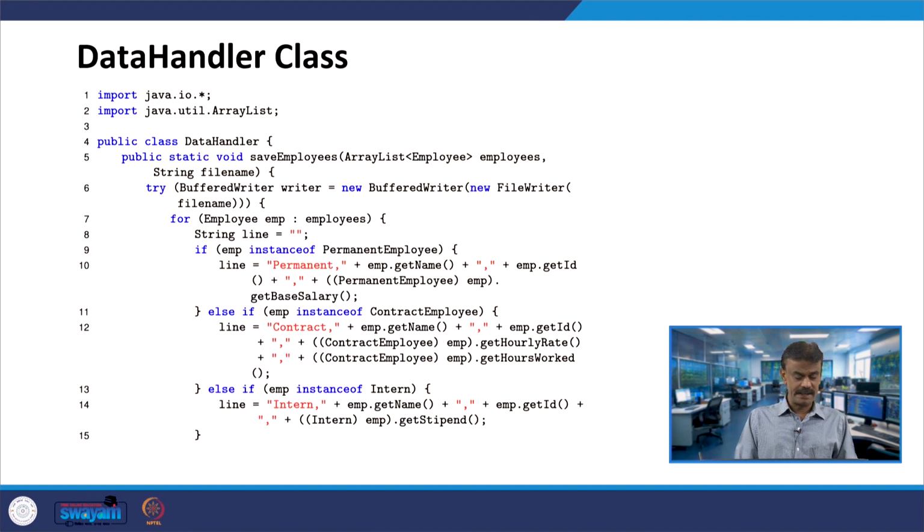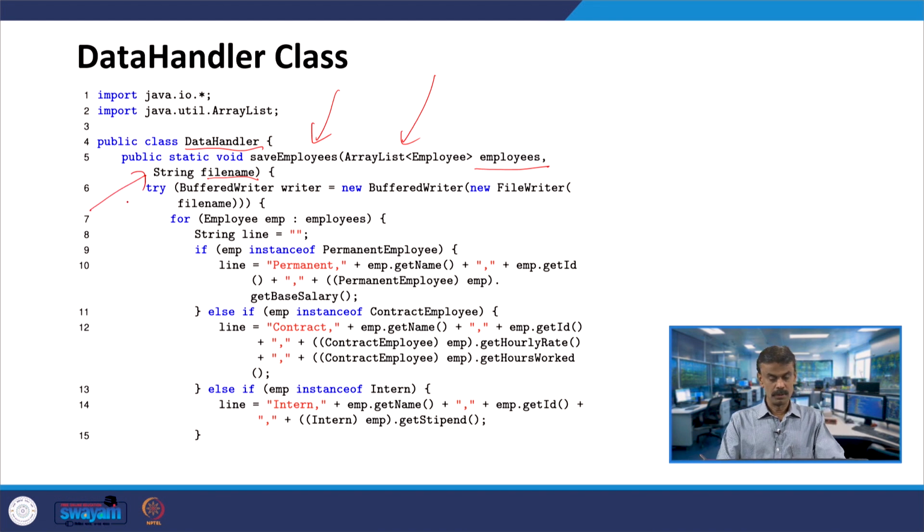The next one is the data handler class. Here we are importing all the utilities and array list. The star indicates whatever utility you want, it will be taken care of: input output, and array list utility. Now let us have the class DataHandler. Here you have a method called saveEmployees. Under saveEmployees we have two arguments: employees, which is an array list, and file name, which is a string. Now we use try and catch, so try.